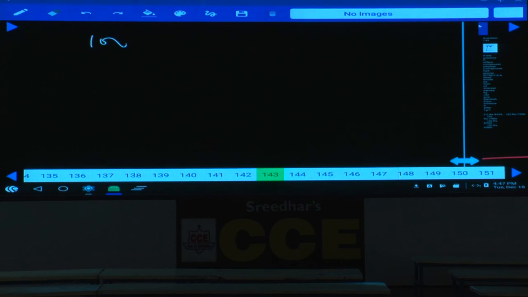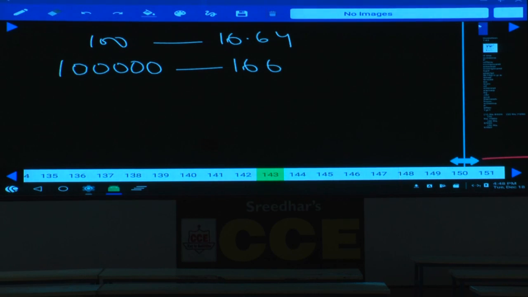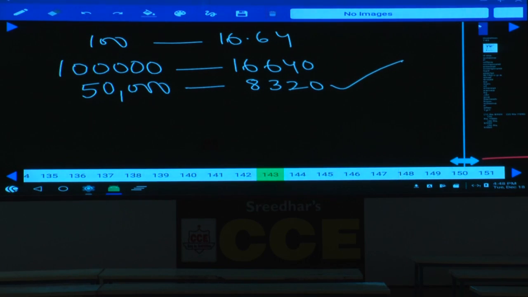So, if your principal is 100, then interest becomes 16.64. If your principal is 1 lakh, that means you are adding 3 zeros, then it becomes 16,640. But your principal is 50,000, which is half of the previous number. So, here also you should get 8,320. This is your interest. Understood?